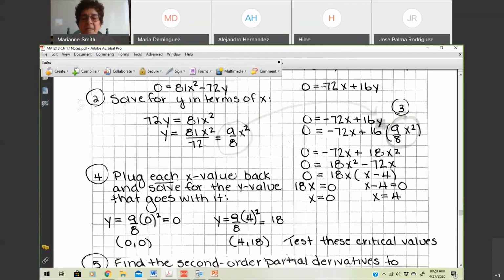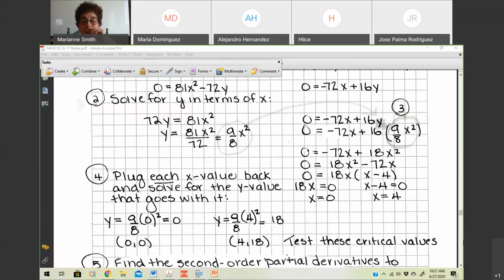Here's the 4, the other x value, going in. This is 16. Again, 8 goes into 16 twice. So this gives me 9 times 2, which is 18. So here are my two critical values, my two critical points. Understand how I got two critical points? Everybody understand where the two critical points came from? Anybody else got a question? Are we good?